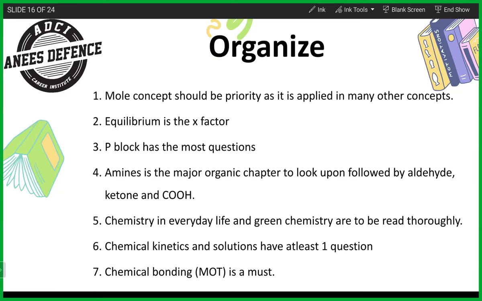Now organization, these are the set of topics, how to organize, how to sequentialize. Mole concept should be priority, as it is applied in many concepts, like I explained in the last slide. Equilibrium is the X factor because pH, buffer, and solubility product are very important. P block has the most questions, like I said, minimum 3, maximum 5 to 6. Amines is the major chapter to look upon, followed by aldehyde, ketone, and carboxylic acid. Chemistry in everyday life. Chemical kinetics and solutions, one question, and chemical bonding, MOT, is a must. So these are the points which are to be organized.